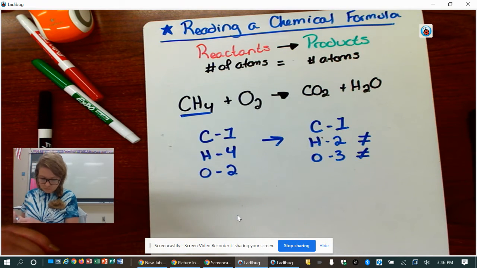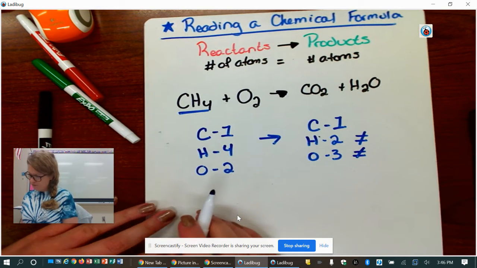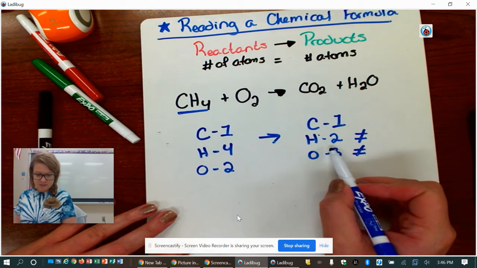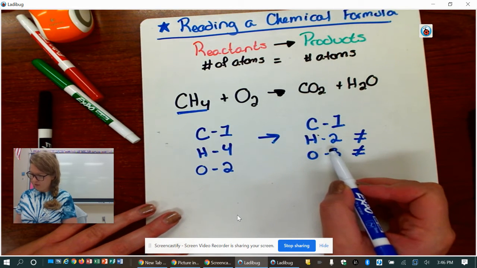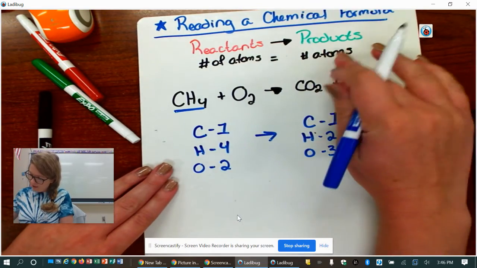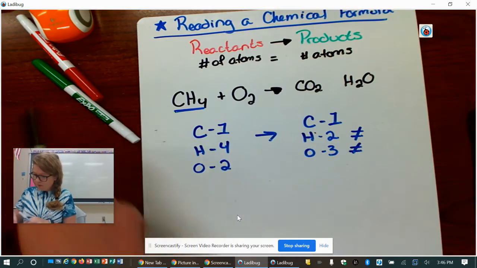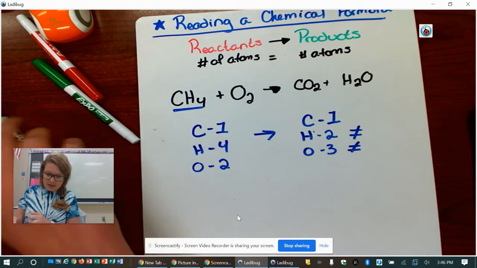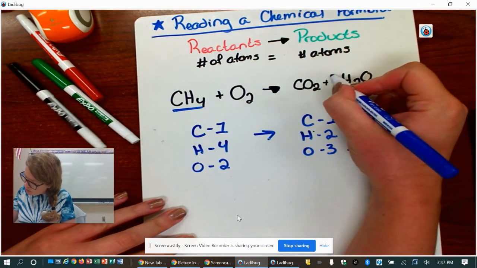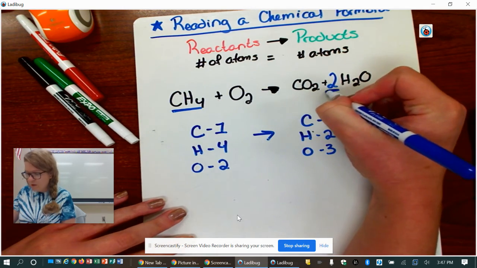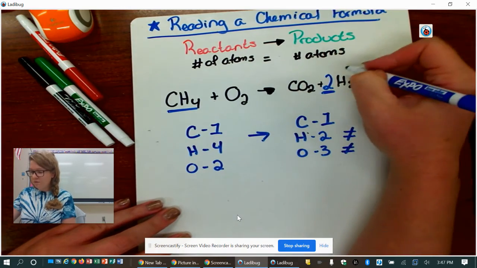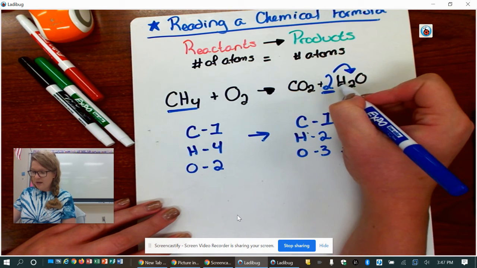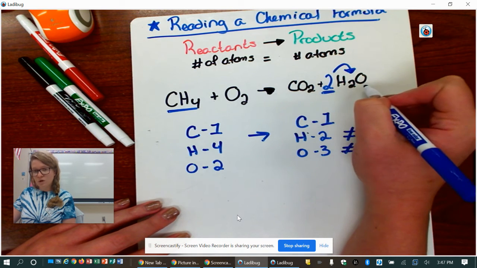So I know I have to double the amount of hydrogens that I have over here. I know I can do that by, I'll give myself some more room here, adding a 2 to my water. Remember, if you add a coefficient, it doubles everything that goes behind it. So now I just made 2 H2O.